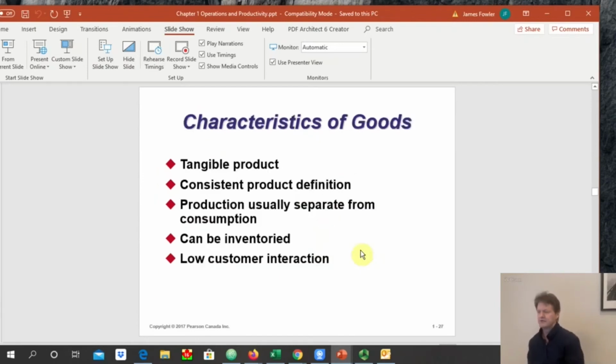Characteristics of goods. Pretty straightforward. A good is just a tangible product. It's the cup that you hold your favorite beverage in, the chair you're sitting on, your furniture, the car that you're driving, the television that you're watching, the computer that you're using. It's consistent with product definition. Production is usually separate from consumption. It can be inventory; you can stock it up. And for the most part, there's generally low customer interaction. For example, you would go online to Amazon, buy something and get it delivered. There's really zero or very low interaction between you and the actual organization.